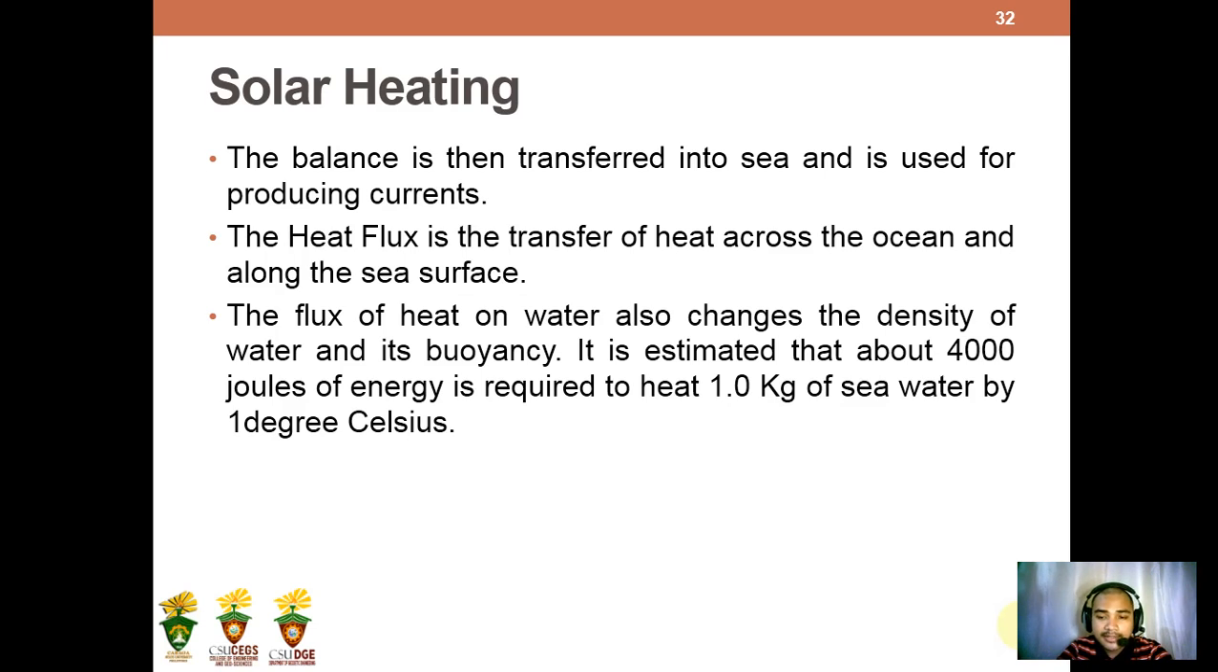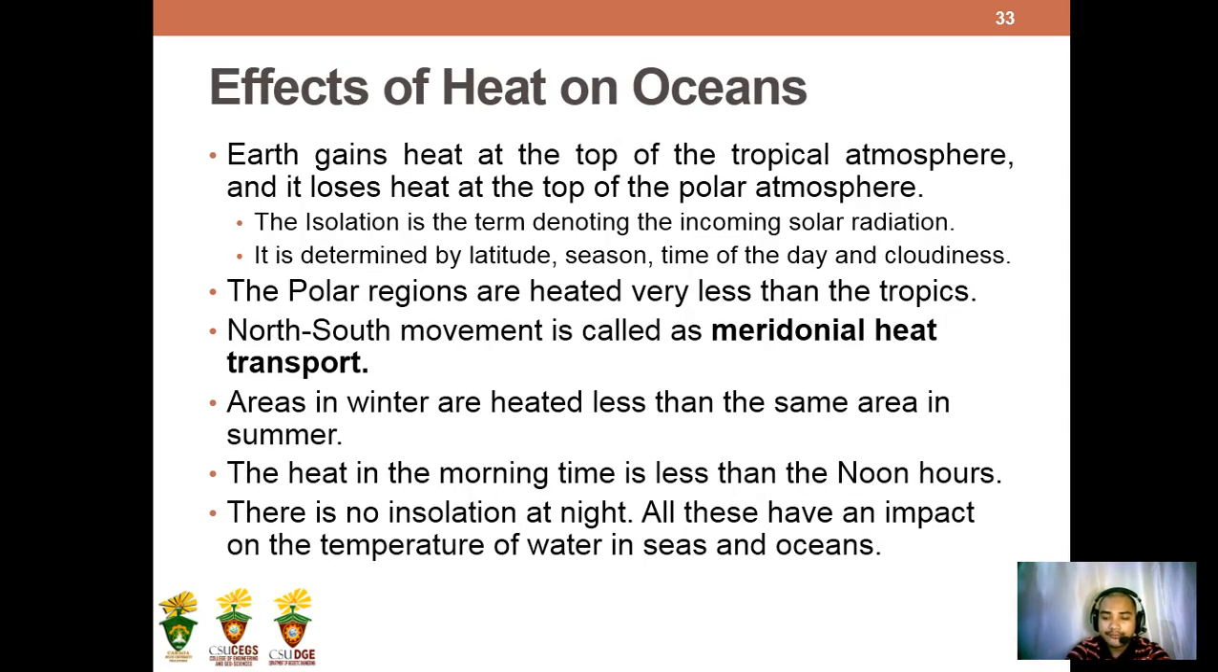It is estimated that about 4,000 joules of energy is required to heat 1 kilogram of seawater by 1 degree Celsius. That is the energy required to heat 1 kilogram of seawater by 1 degree Celsius, about 4,000 joules of energy, which comes from the solar energy. So what would be the effect if there is solar heating in the oceans, or the effects of heat in the oceans?